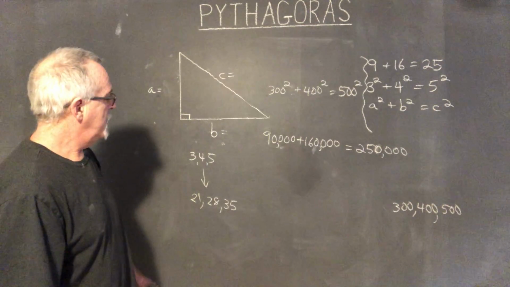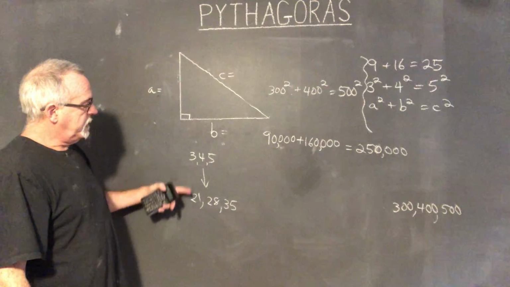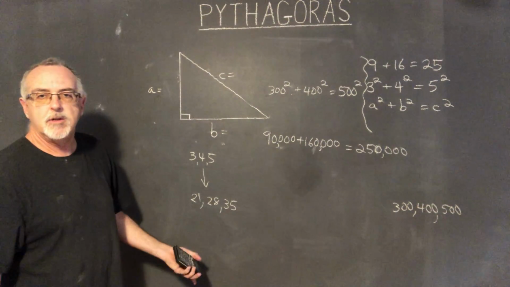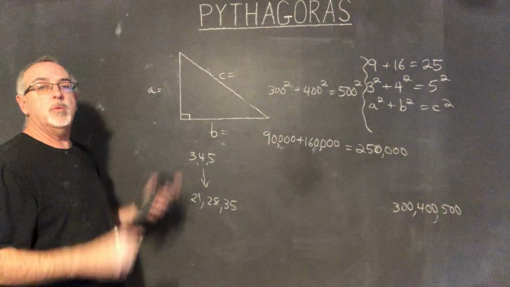Okay. And how did I get that? I multiply 3 by 7, 4 by 7, 5 by 7. So you can see the pattern. Therefore, I can make a triangle with these 3 sides, and it would work.